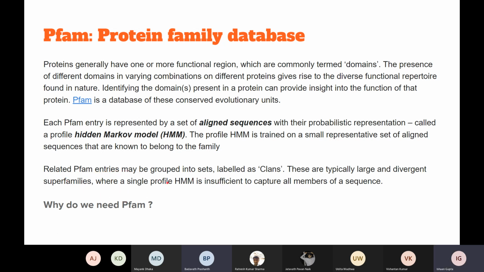So related PFAM entries are grouped together as clans, and they are typically large and divergent superfamilies of multiple hidden Markov models or aligned sequences, where a single model cannot capture all the information, right? So it's pretty clear why we need PFAM, because we need to catalog different kinds of evolutionarily conserved parts of proteins which are performing certain functions.